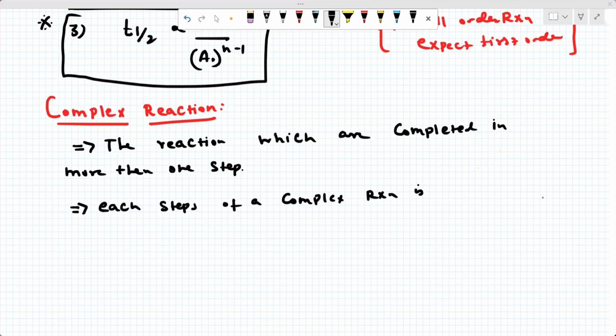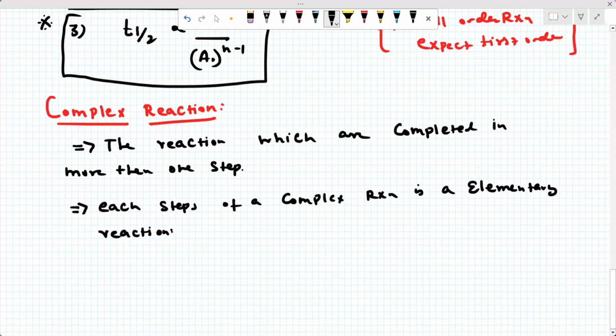This type of point they will ask in theory questions. What is the first point? Reactions which are completed in more than one step. What is the second point? Each step of a complex reaction is an elementary reaction. Now, what is an elementary reaction? A single step elementary reaction. I will give basic examples.